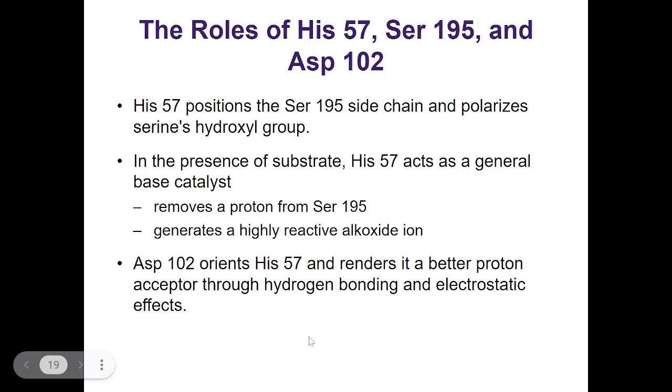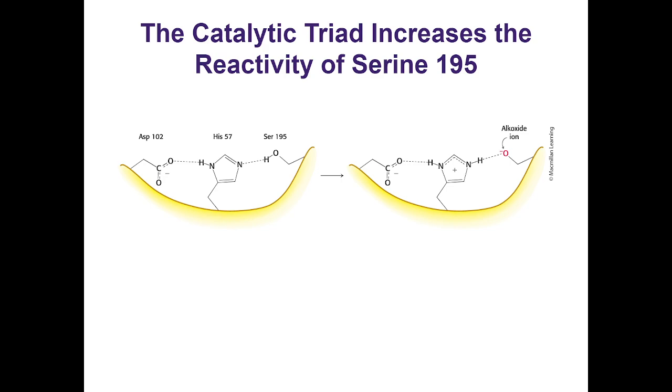The ASP102 is going to then orient the His57. This is going to render it as a better proton acceptor. It does this through hydrogen bonding and electrostatic effects, i.e. pulling electron density away, right? And donating electron density when it needs it. So it'll help to modulate that electron density. Another way you can think of this is it gives it resonance forms, right? It allows it to spread the electron density, or the lack of, across more structures, okay? Thus stabilizing the bound form, or the alkoxide form in this case.